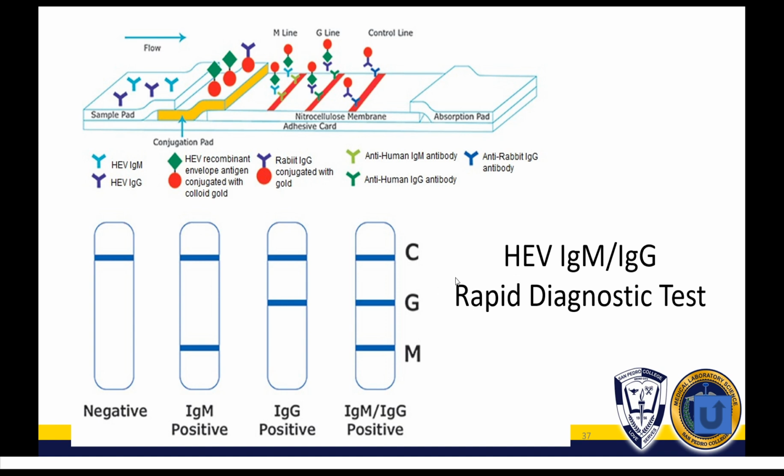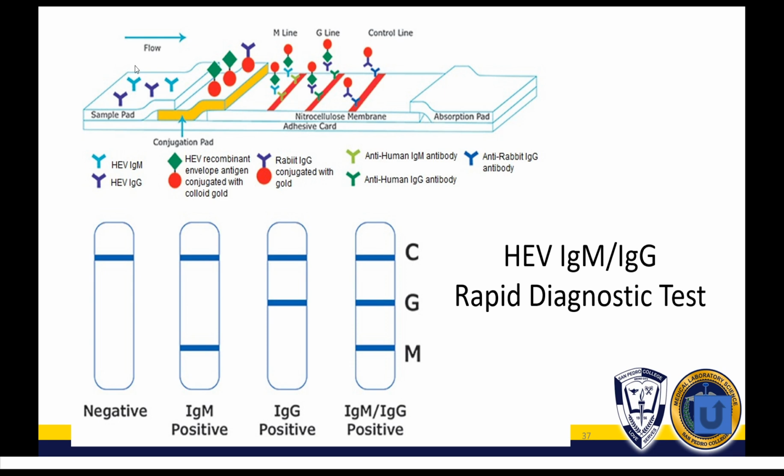For the hepatitis E IgM, IgG rapid diagnostic, there are three lines. The C line is the control line, the G is for the IgG, the M is for the IgM. If negative, there is no line in the G and M regions. If positive for IgM, the line will appear only on the M region. If positive for IgG alone, the line will appear on the G region. But if positive for both, it will appear on both regions.